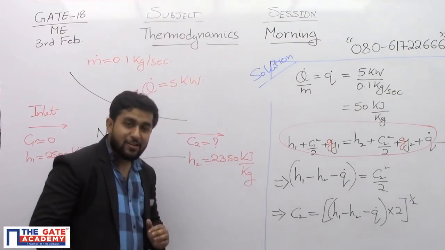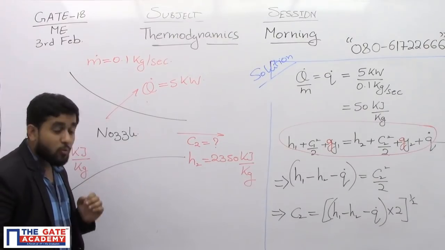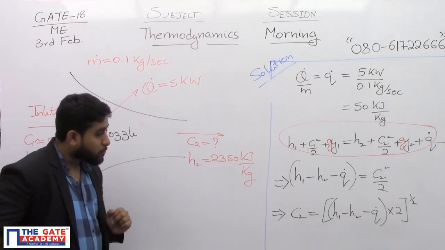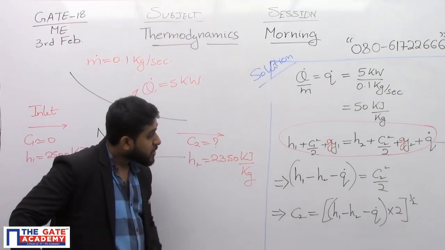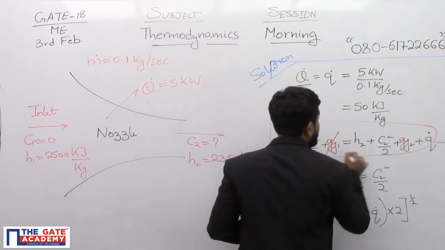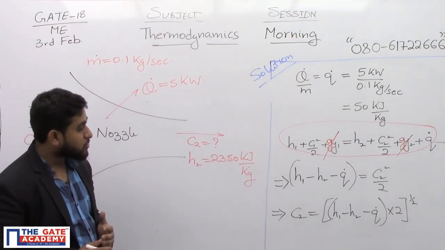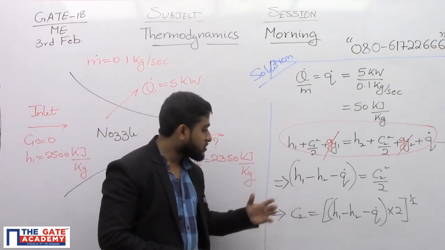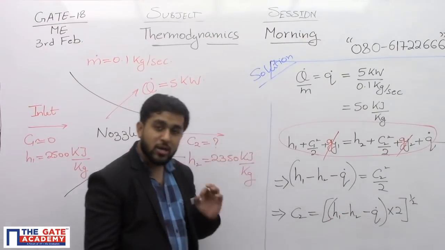Now we know the value of H1, that is 2500 kilojoule per kg. We know H2, 2350 kilojoule per kg. Please note, it is kilojoule, so a factor of 10 raised to power 3 is there, right? And we can take this nozzle to be horizontal, so Z1 and Z2 will cancel out, they will become 0. It is also given that C1 is almost equal to 0. So from this you will have C2, which is the square root of twice of H1 minus H2 minus small q dot.